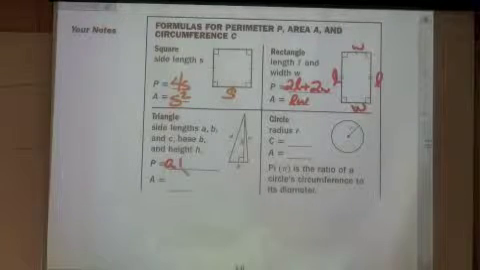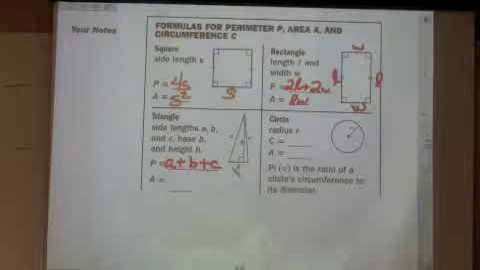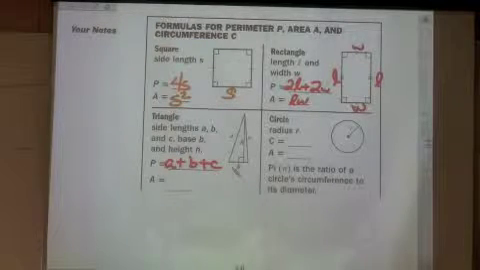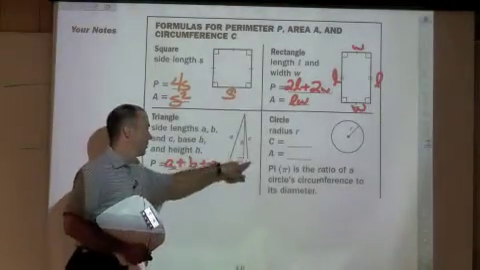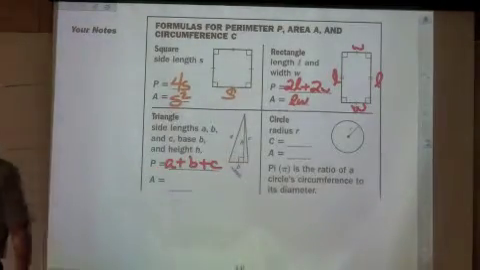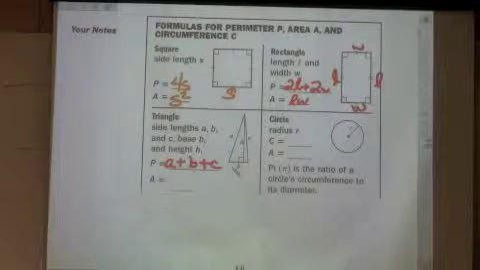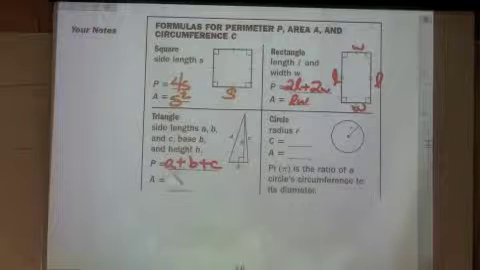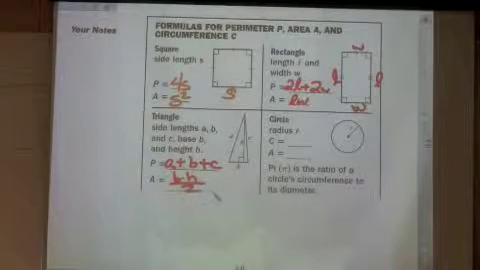And since we don't know any of the sides are congruent, we can't really give any fancy things like, oh, it's 4S or it's 2L plus 2W like we do with the other ones. We don't know if they're congruent or not, so we just have to say it's A plus B plus C. But how do you find the area of a triangle? Base times height divided by 2. Yeah, base times height, so B times H divided by 2.